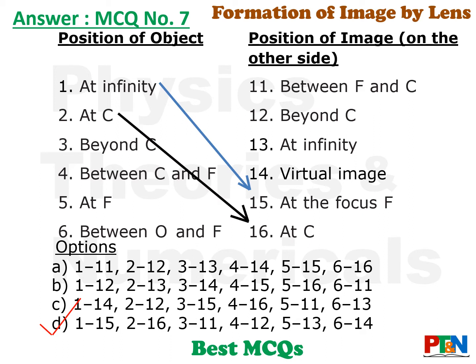If the object is at center of curvature, image also will be at center of curvature. If it is beyond C, it will be between focus and center of curvature. If it is between C and F, it will be beyond C on the other side. If the object is at focus, image will be at infinity, and if the object is between optical center and focus, it will be a virtual image. So your option is option D.